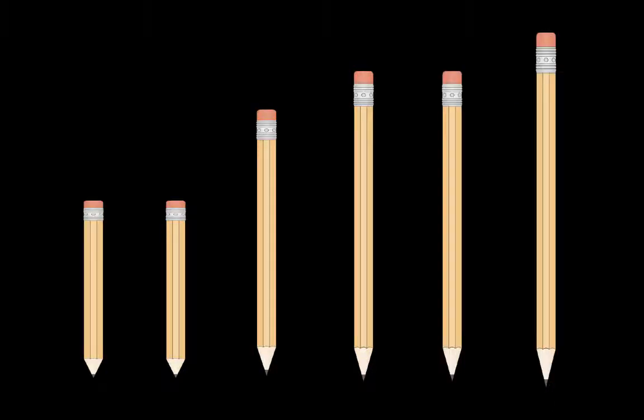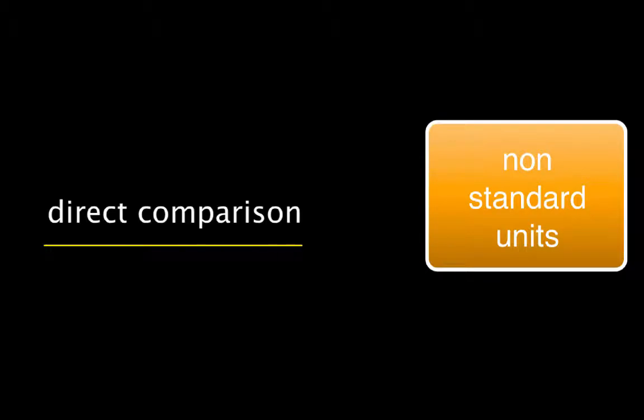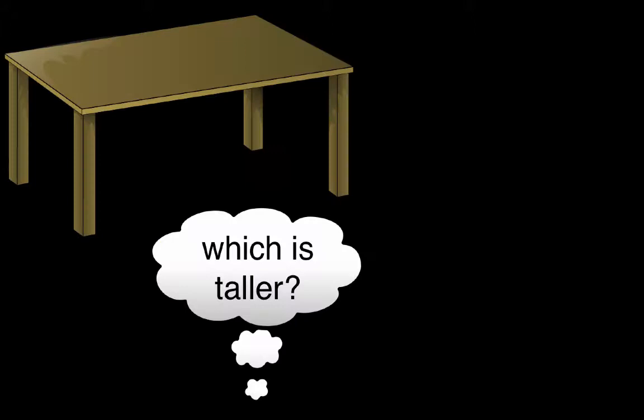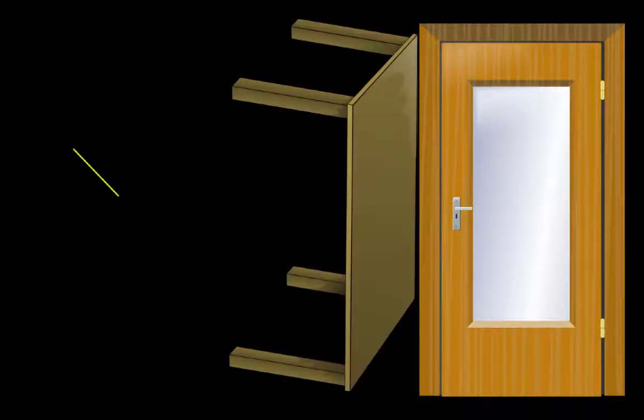Once the students have been able to compare and order, what we then want to do is introduce the use of non-standard units. Up until now, all of the work that they've been doing with the attribute, and I'll give the example of length, has been by direct comparison. With the use of non-standard units, what we're going to do is create a problematic situation where the children won't be able to do direct comparisons. For example, which is taller, the table or the door? It's unlikely that the children are going to get the table and put it up against the door.